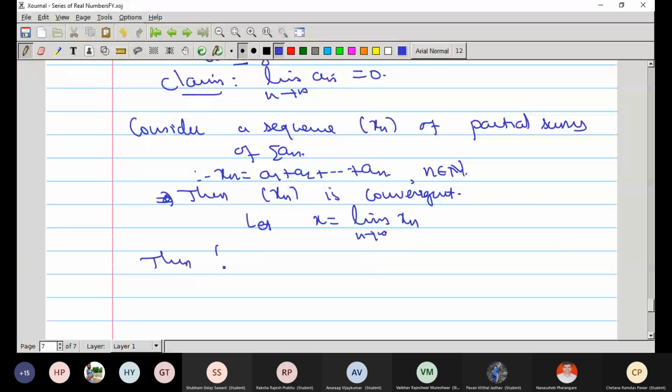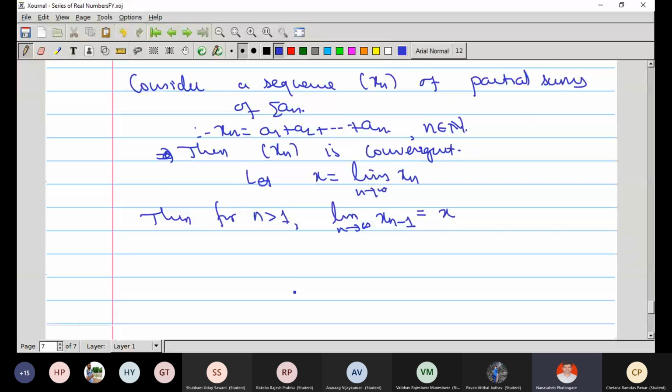Then for n greater than 1, what is the limit as n tends to infinity of xn minus 1? What is this limit? It is also x, because it is just one step before xn, right? Xn minus 1 is one step before, and so ultimately it follows the same terms. So this is also x.